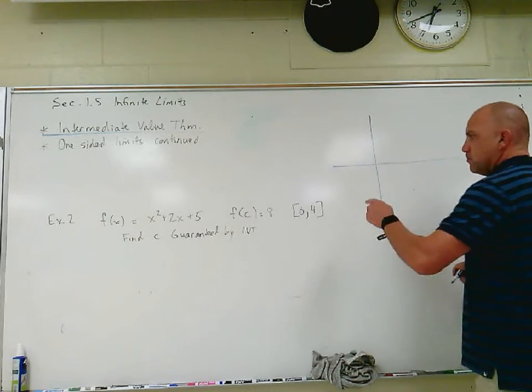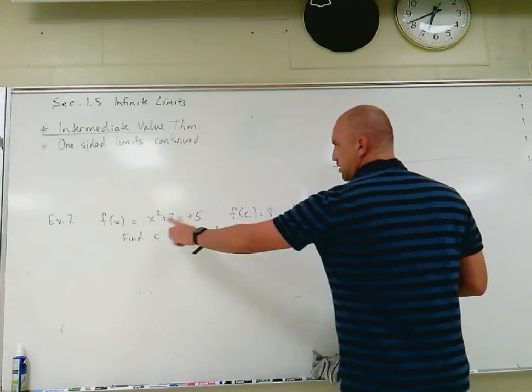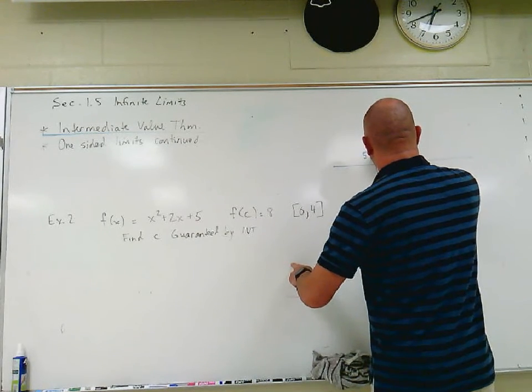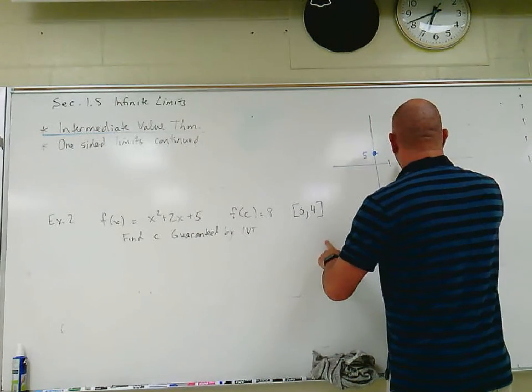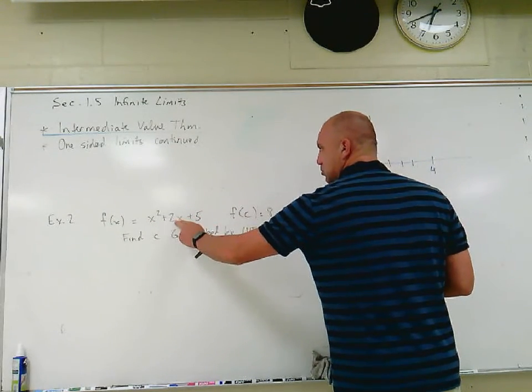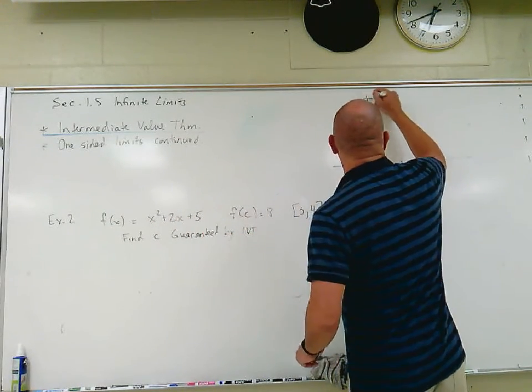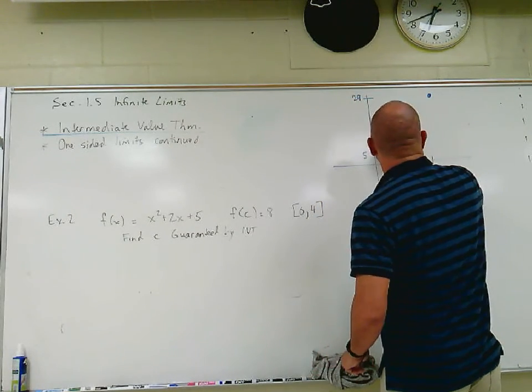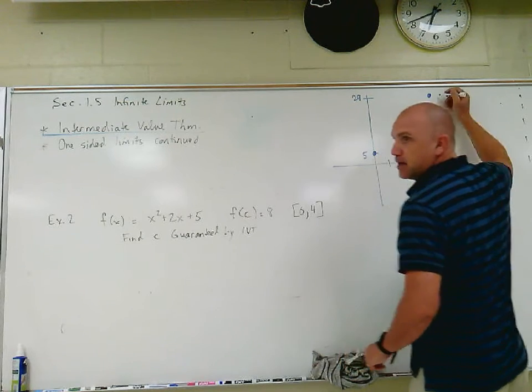So real quick, if I plug in the endpoints, if I plug in a 0, I get 5. So there's the endpoint (0, 5). And if I plug in a 4, 16 and 8 is 24, I got 29, something way up here at 29. Okay? And I know more than likely it connects like this.